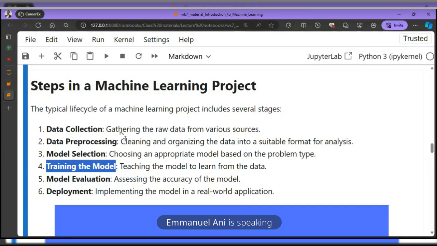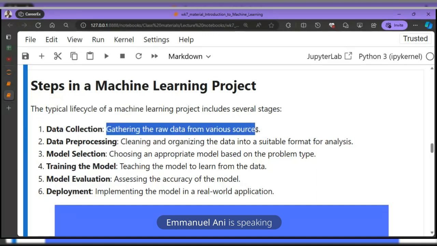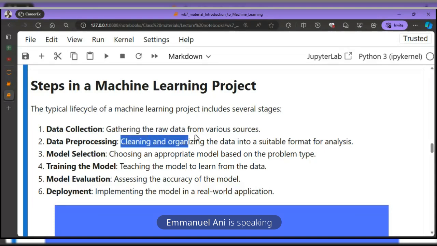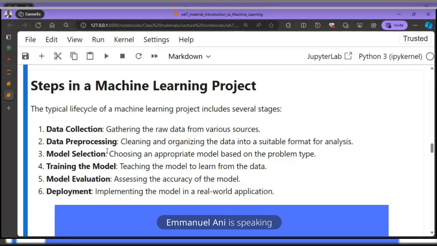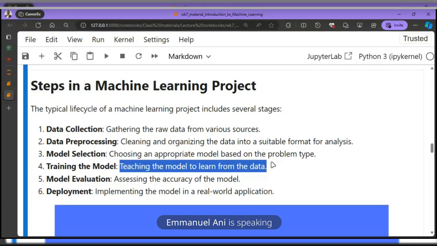So let's just look at the explanation. Data collection: gather the raw data from various sources. Data preprocessing: cleaning and organizing data into a suitable format for analysis. Model selection: choosing an appropriate model based on the problem type. Training the model: teaching the model to learn from the data. All right.